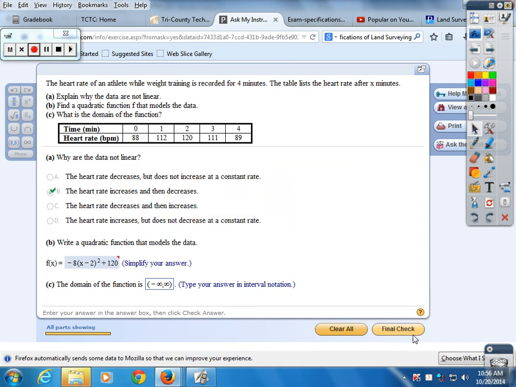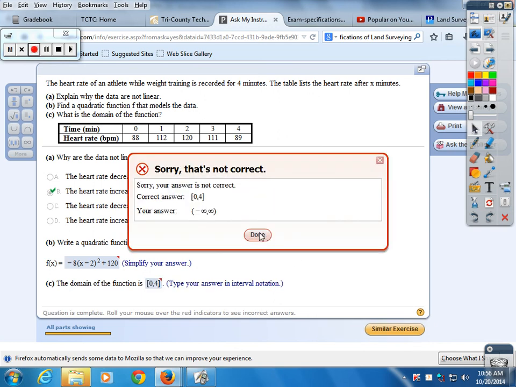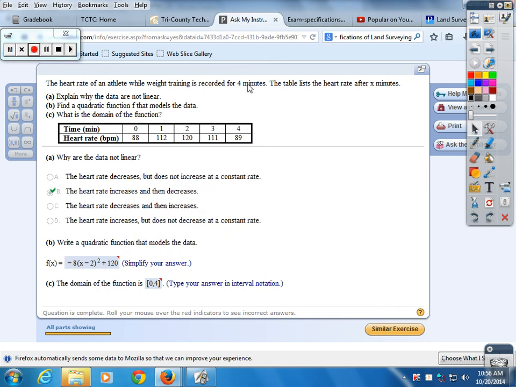I have no idea what the answer is. What? Zero. Because there's zero. Oh, I didn't read. I'm sorry, you're right, I didn't read the question. The heart rate of an athlete while weight training is recorded for 4 minutes. It always helps to read the question. 0 to 4. In other words, did they record it for 5 minutes? Did they record it for 6? No, so it's 0 to 4.